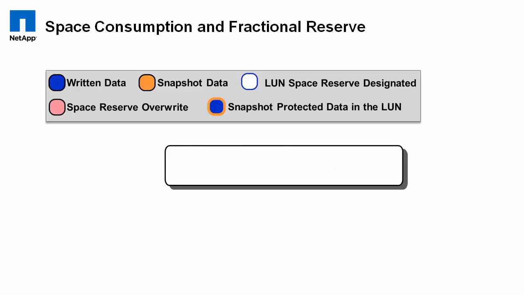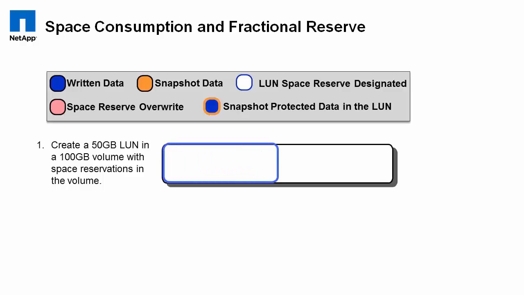Now we'll talk about space consumption in fractional reserve, and remember, fractional reserve is overwrite reserve. This is how much space we set aside in the file system to guarantee that overwrites will always be successful. So first we go through our original example where we create a 50 gig LUN. Remember, a LUN is basically a sparse file. There's no data there yet.